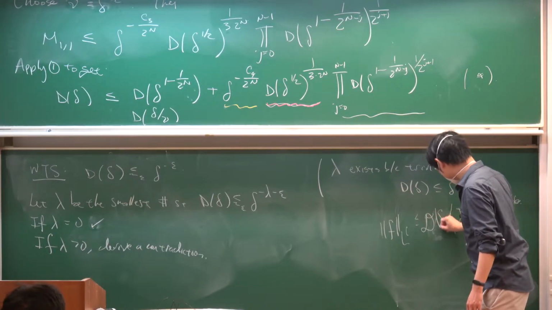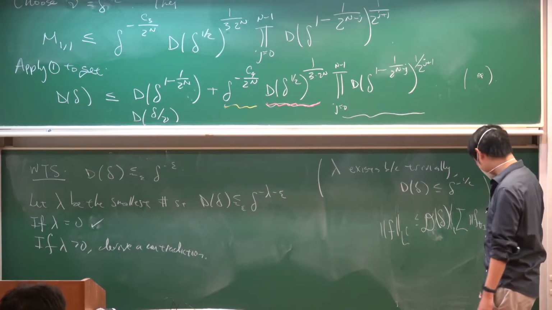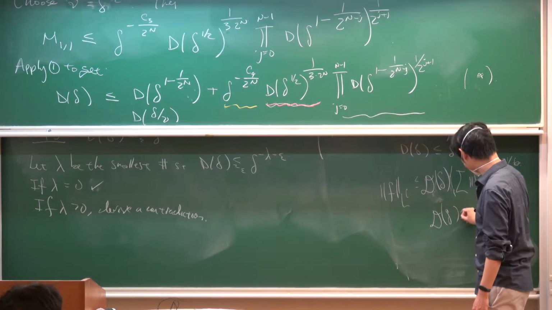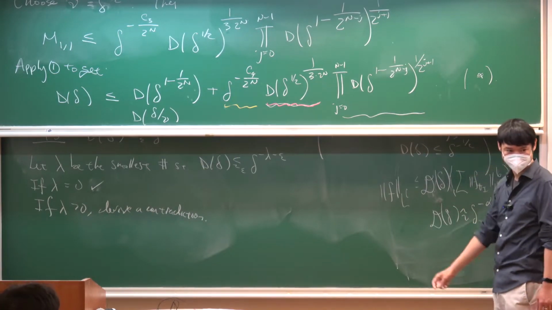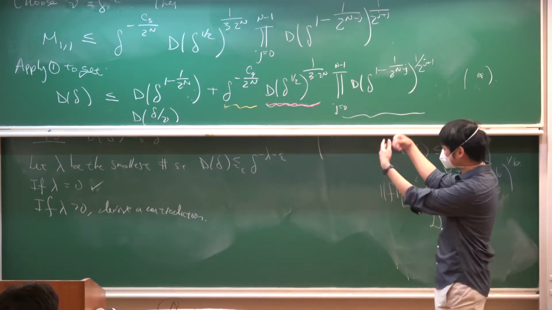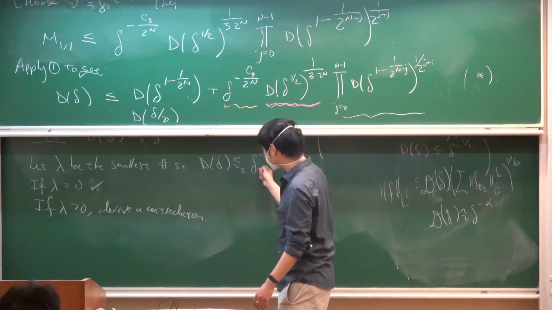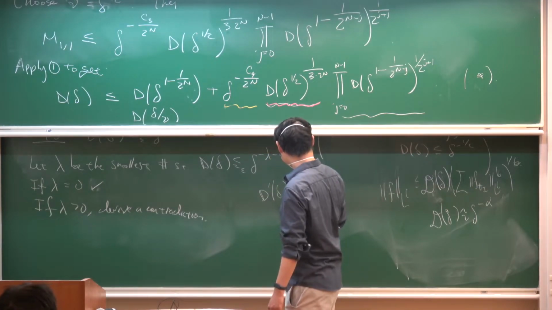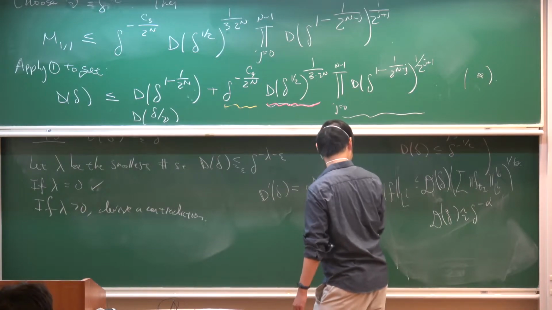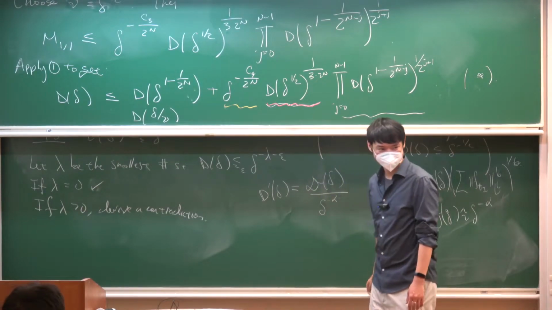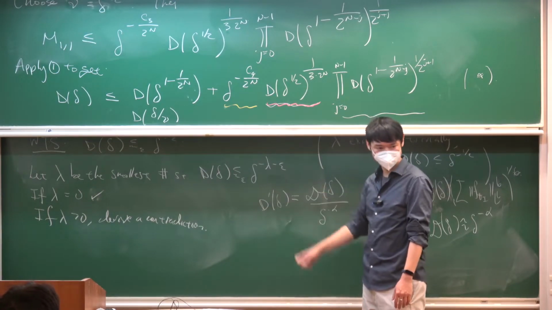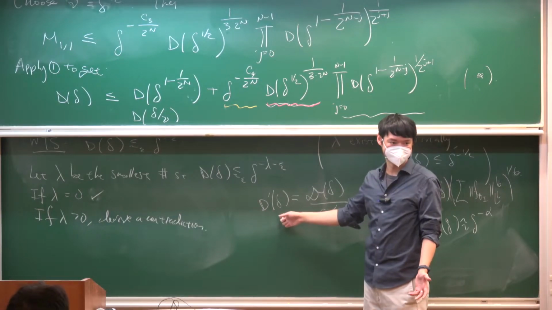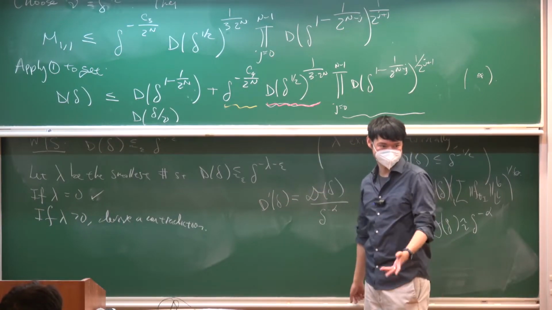So let's call it cursive d of delta. And I expect cursive d of delta to be something, let's say delta to the minus alpha in the end. Then I would run a similar iteration, and I'm going to define d prime of delta to be equal to cursive d of delta divided by delta to the minus alpha. Then I make the assumption that it's delta to the minus lambda minus epsilon, and then you rewrite your iteration in terms of d prime of delta, and then it's the same argument.